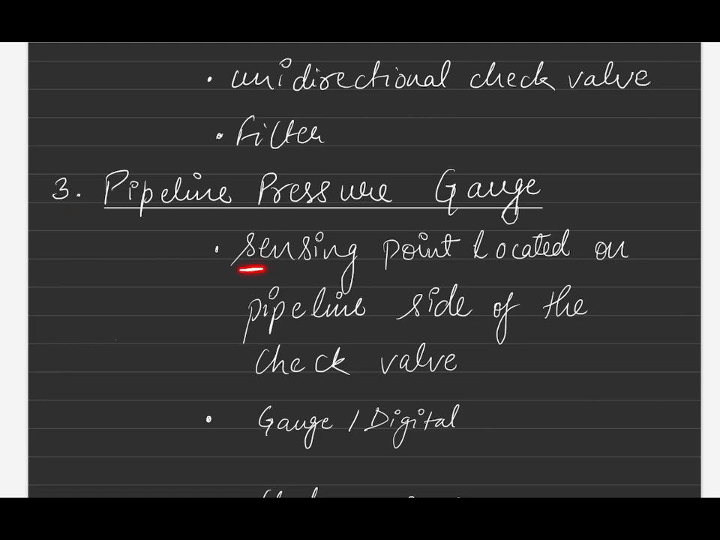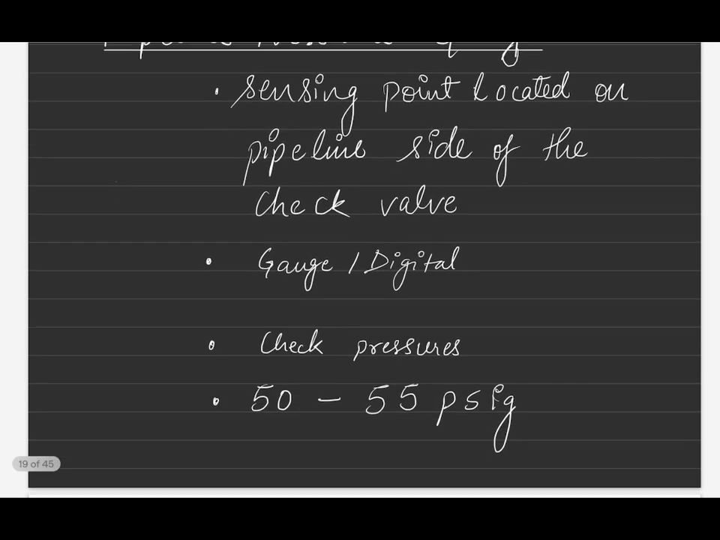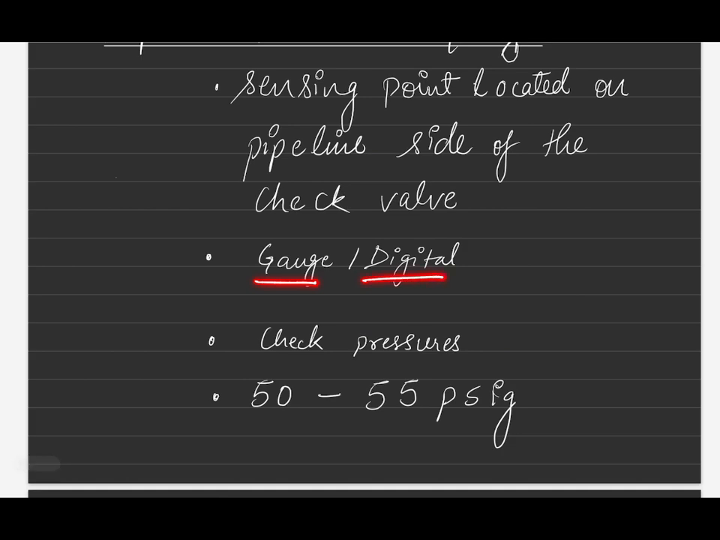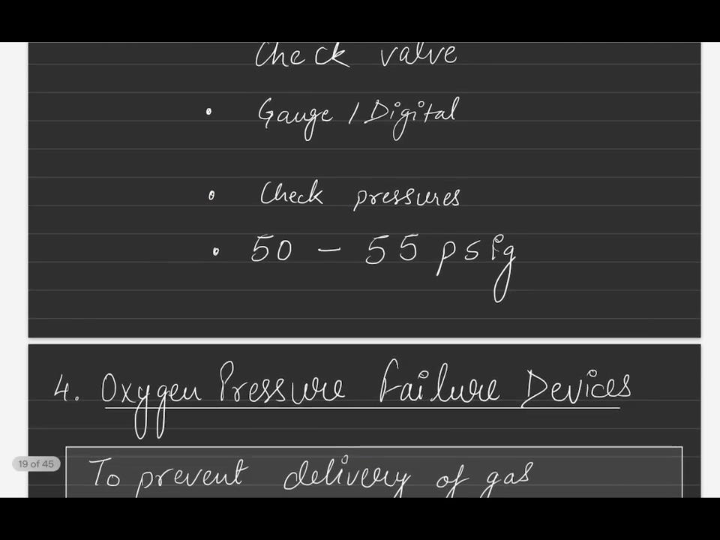We have to remember that the sensing point of pressure measurement is located on the pipeline side of the check valve. So the origin from where the pipeline gases pressure is originating, that pressure will be sensed, not the pressure that is entering the machine. So pipeline side of the pressure is being sensed by pipeline pressure gauges. The measurement can be in gauge or digital, and we have to check pressures, and usually the pressures of intermediate pressure system are 50 to 55 psig.